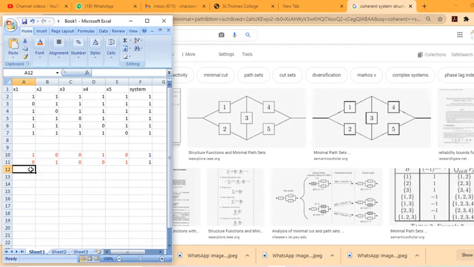Another situation, let us consider this one. This one is also a path vector. So we will have several path vectors corresponding to the system functioning. What is the difference between this path vector and this path vector?